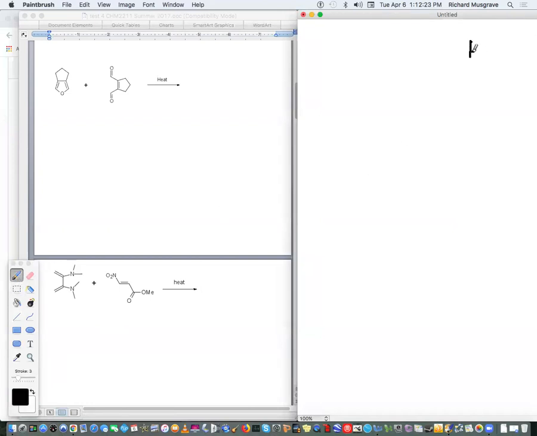I want to make sure I heard you right. The diene is the one that decides whether it's going to be 2D or 3D. Yeah, that's right. If the diene is inside the ring, it's going to be 3D. If it isn't, it's going to be 2D. Okay. So let's set this up in that way.